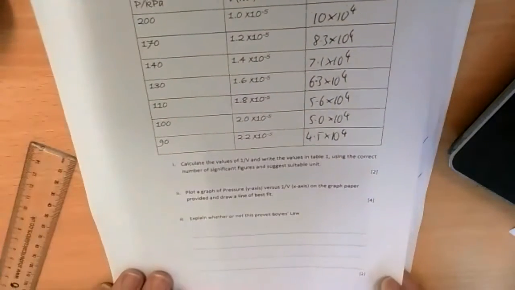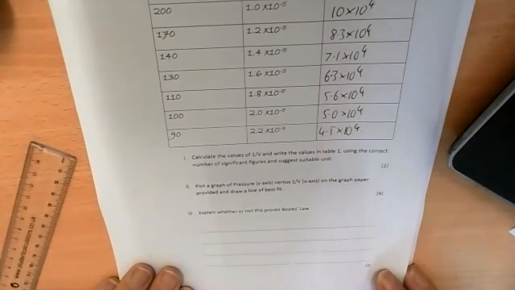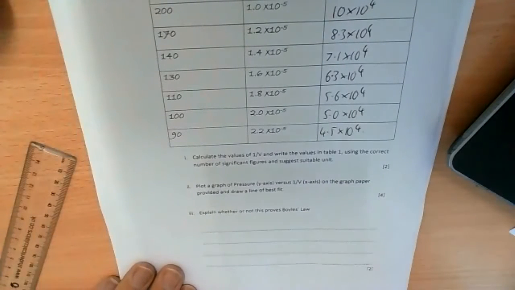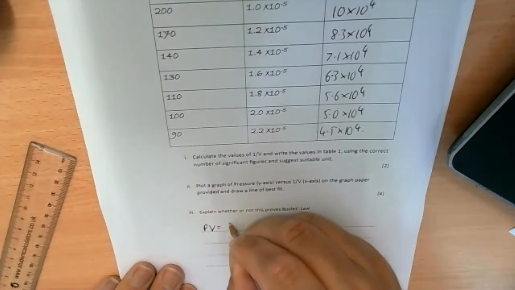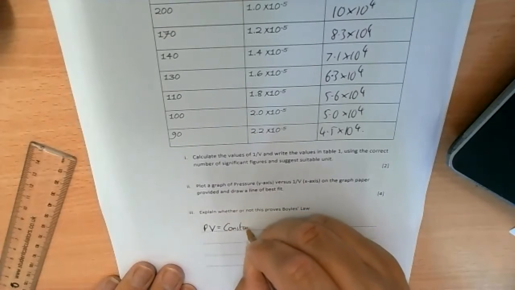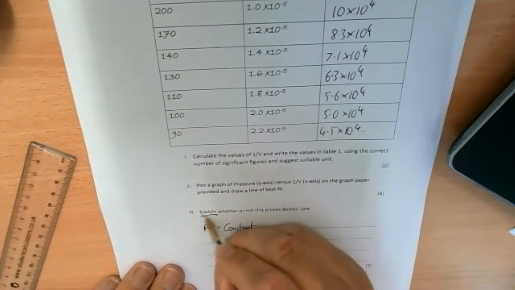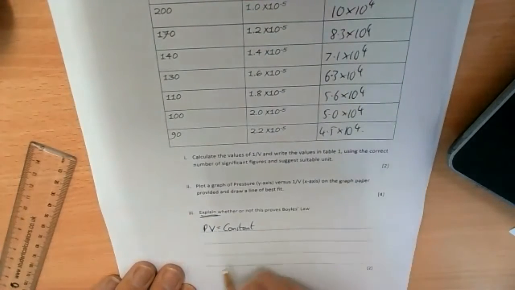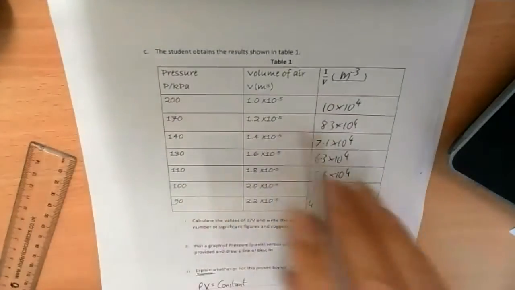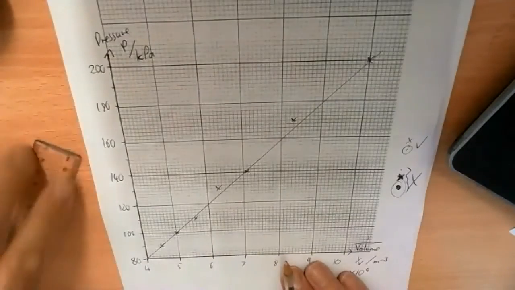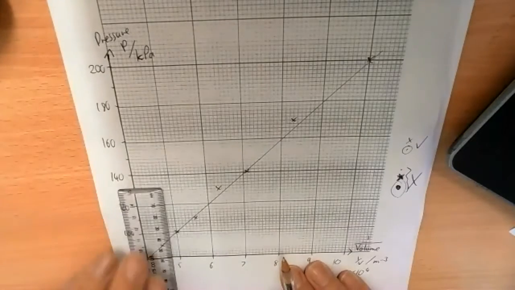So it then says, explain whether or not this proves Boyle's law. Well, Boyle's law states that P times V is equal to a constant. So to prove it, it says explain, okay? So what I want to do is check that P times V is a constant. I don't want to use these values here. I should pick 3 values from here.